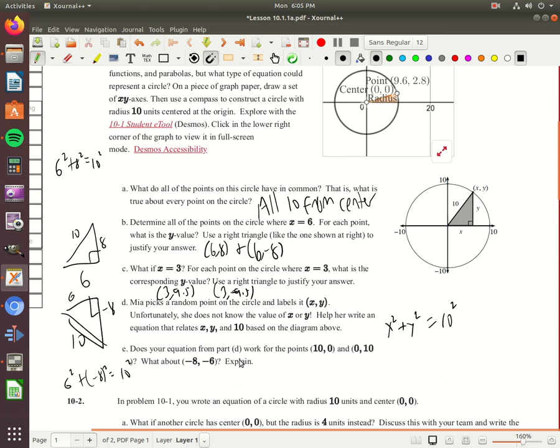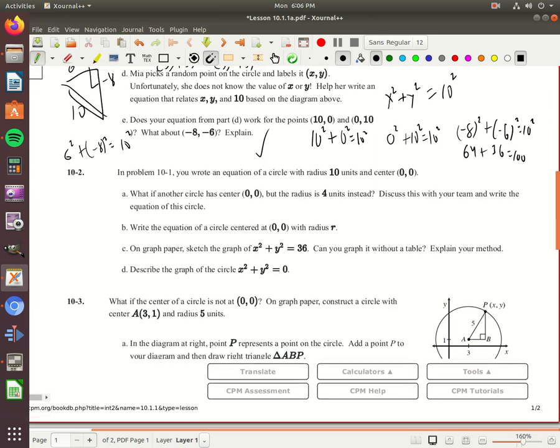It says, does your equation from part D work for point 10, 0? Well, let's see. 10 squared plus 0 squared should equal 10 squared, which it does. What about 0, 10? 0 squared plus 10 squared should equal 10 squared, so of course that works. What about negative 8, negative 6 down here somewhere? Negative 8 squared plus negative 6 squared should equal 10 squared, and we get 64 plus 36 does equal 100. So that worked for all of those. So yeah, that Pythagorean theorem, those right triangles, definitely work.